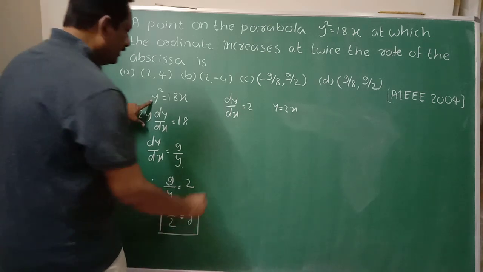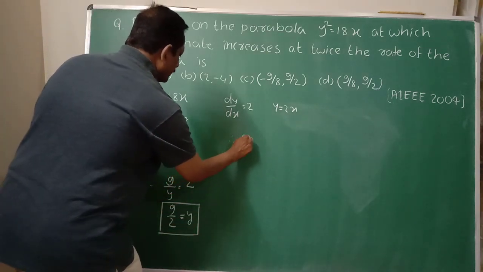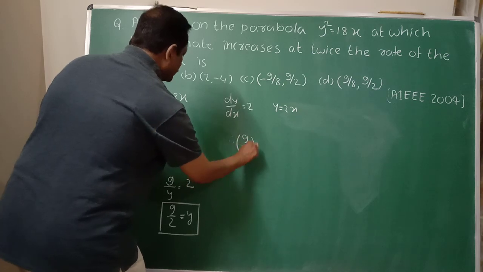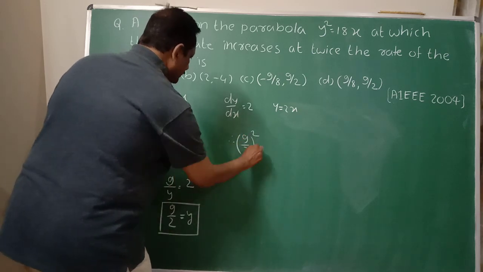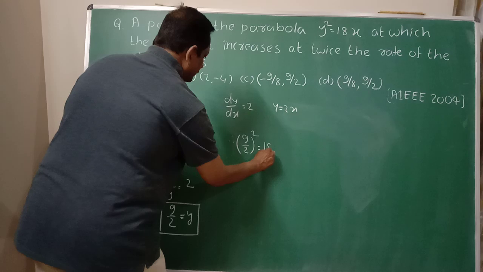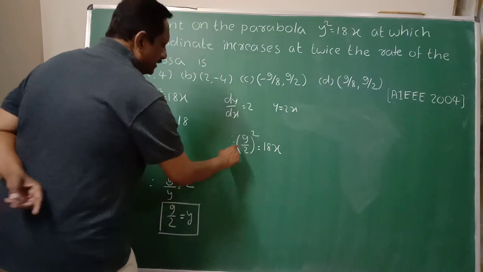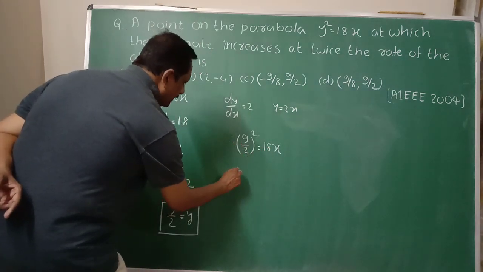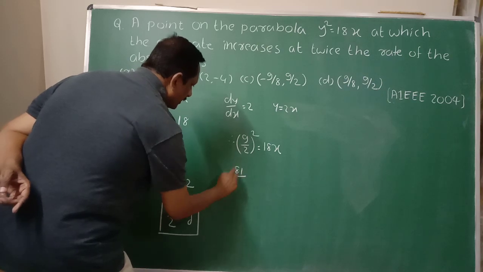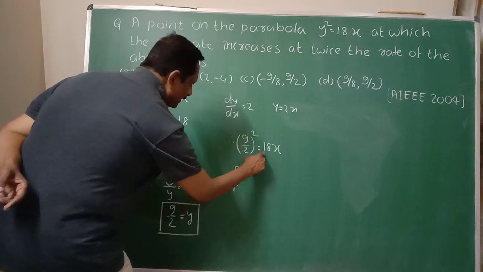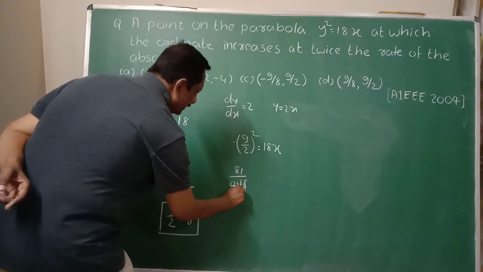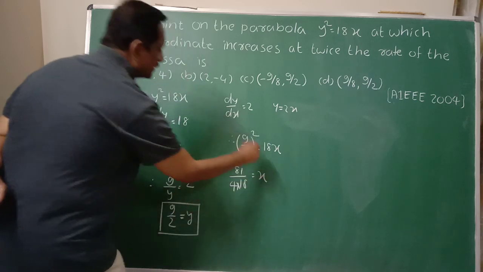So (9 upon 2) squared is equal to 18x. Then 9 squared is 81, and 2 squared is 4. Take 18 to this side, so 81 upon 4 into 18 is equal to x.